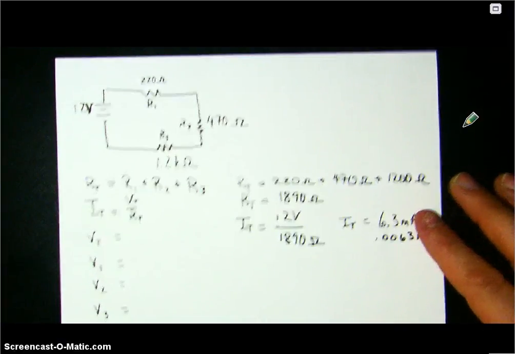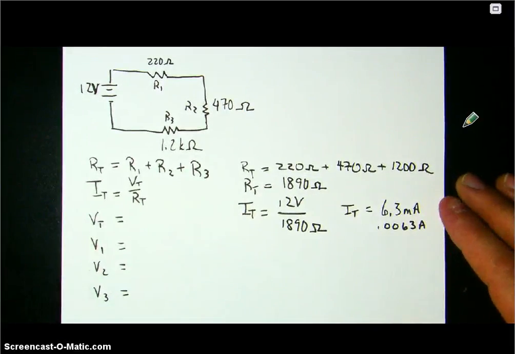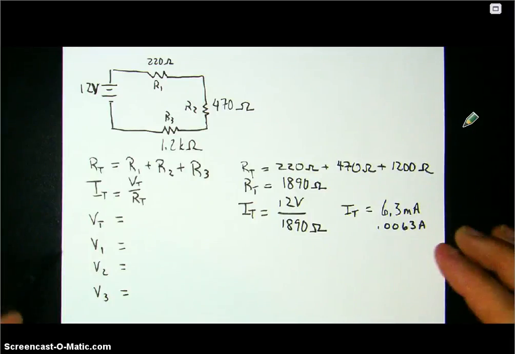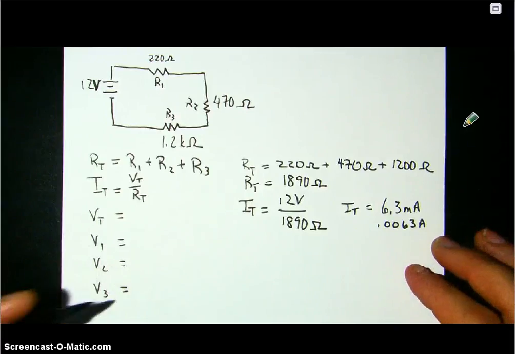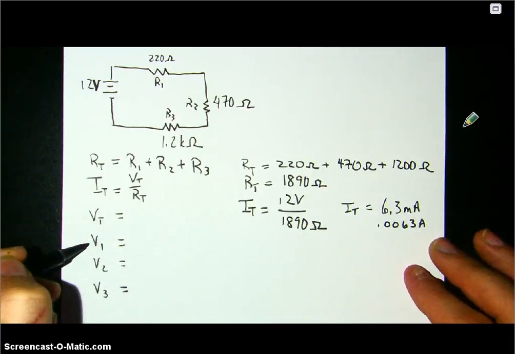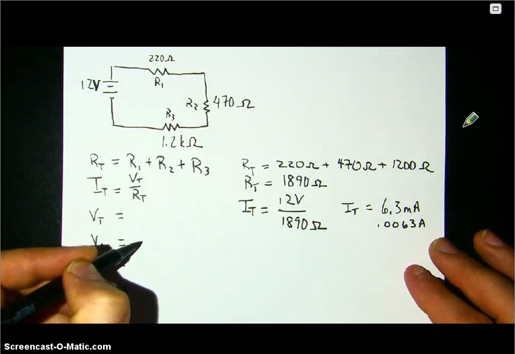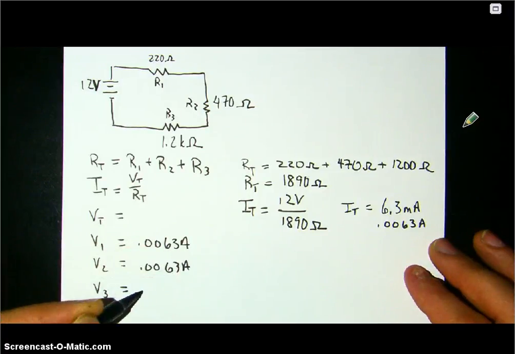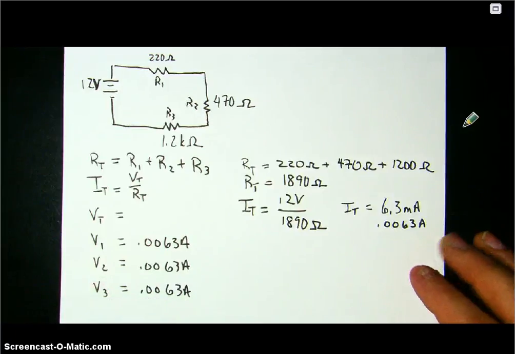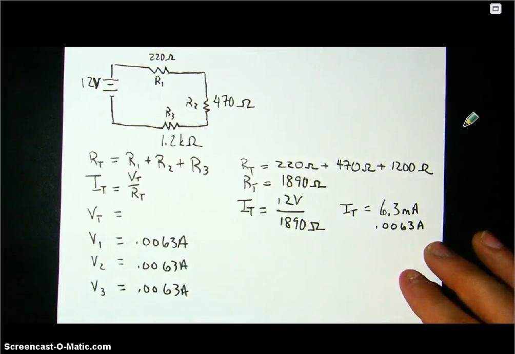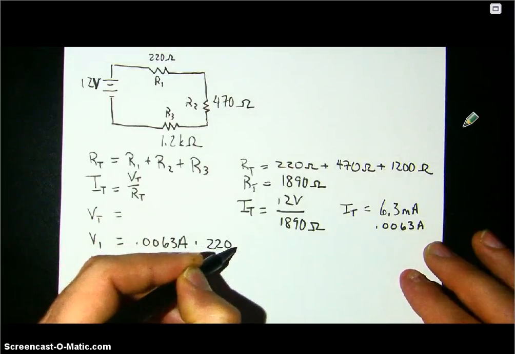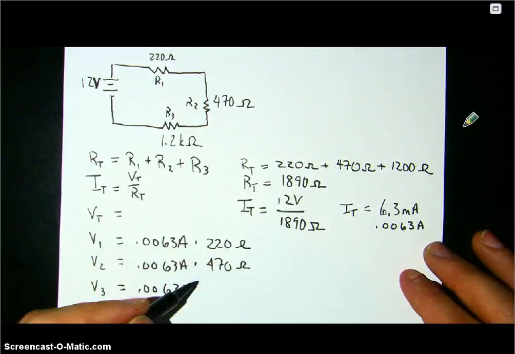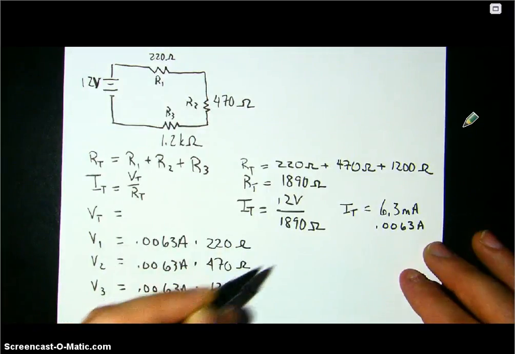So first thing I'm going to do is do the voltage drop. So in order to solve for voltage, how do I rearrange my equation? What's the formula for it? Current times resistance, right? Since current's the same throughout, my current for voltage drop through 1, 2, and 3 is going to be that 0.0063 amps. So you can add that to all three of them right off the bat because you know it's the same. What's going to change is the amount of resistance. So through the first resistor, it's times 220. Through the second resistor, it's times 470. Through the third resistor, it's times 1200 ohms.